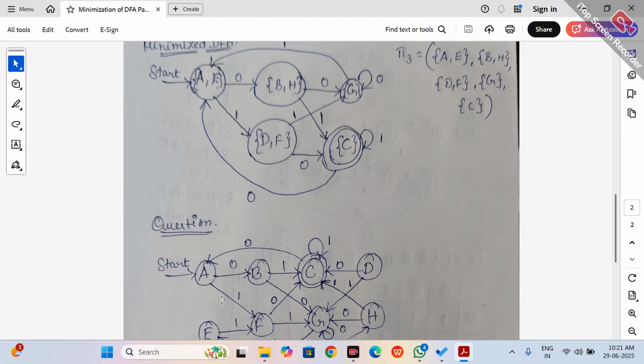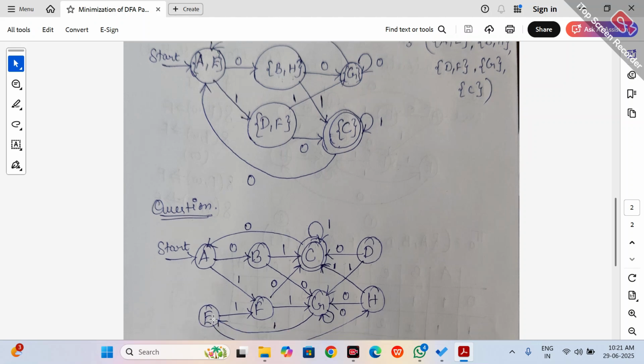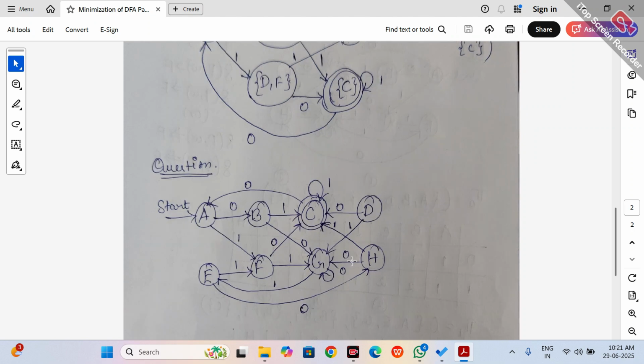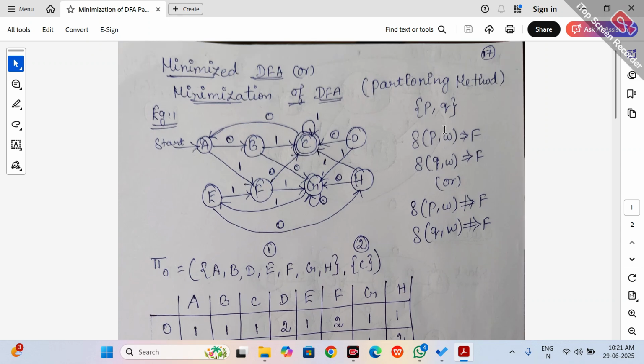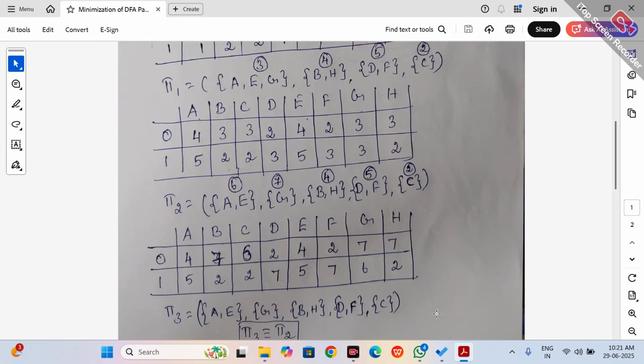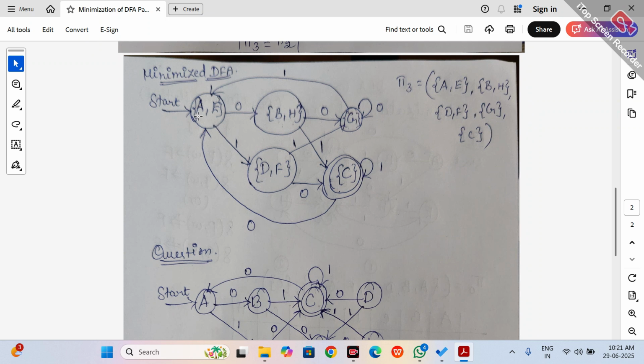So here we can check for E state. For E, input 0 goes to H and input 1 goes to F. So these two are considered as a single state. That's the reason I told in the beginning, if two states are equivalent, it means for the same input they go to either a final state or a non-final state. Here for the same input 0, both states A and E go to the non-final state. It is considered as a single state here, BH.